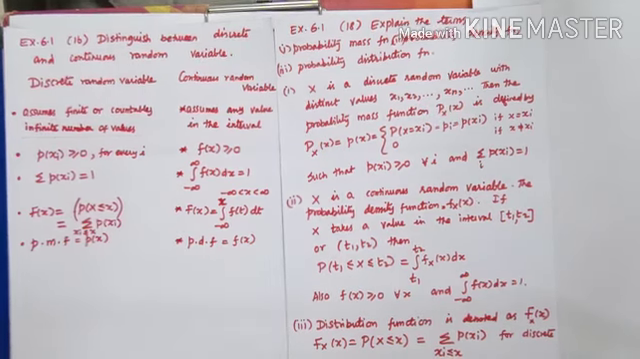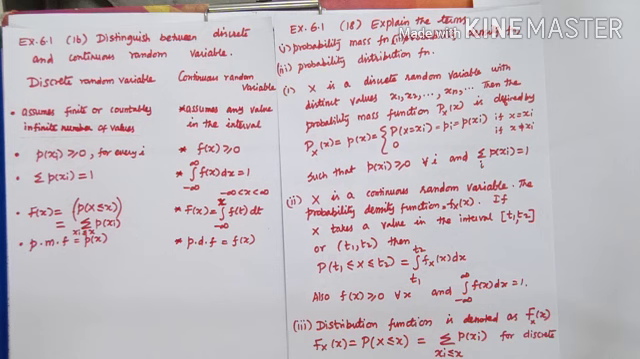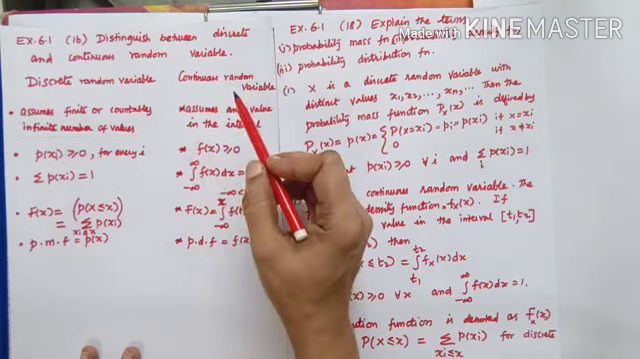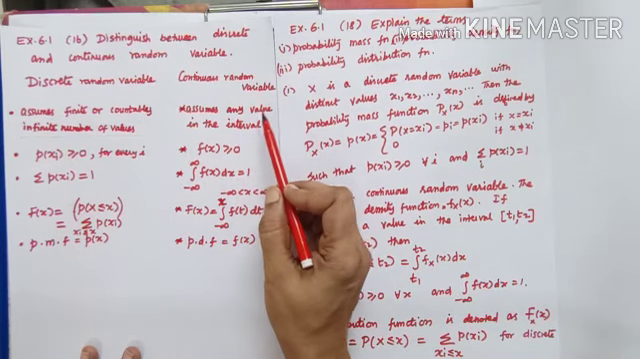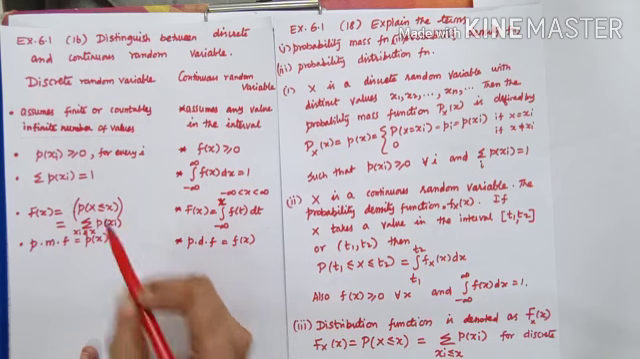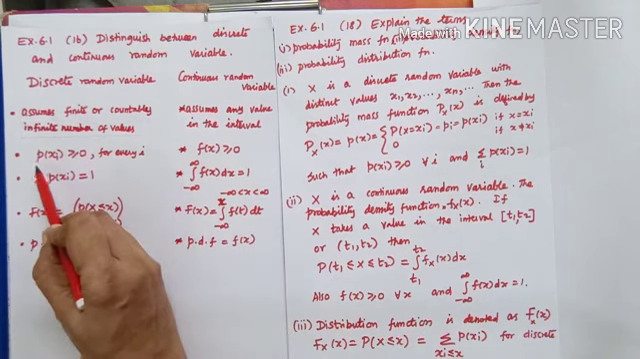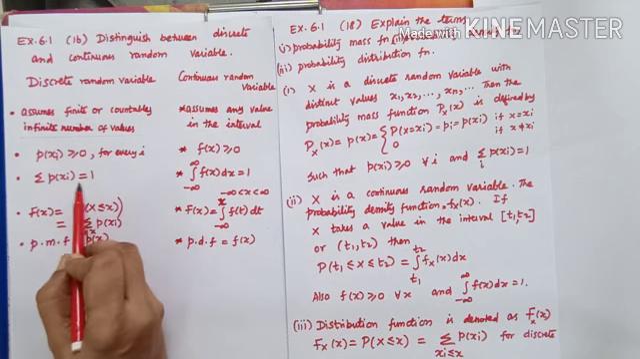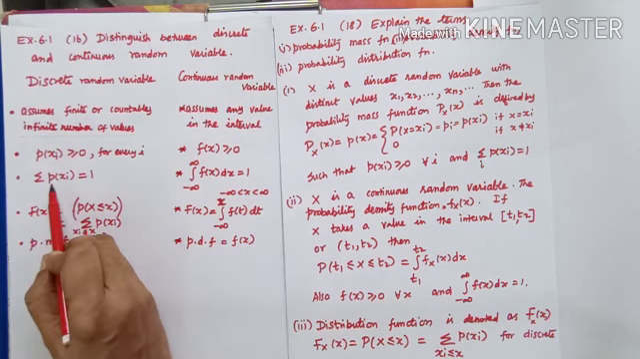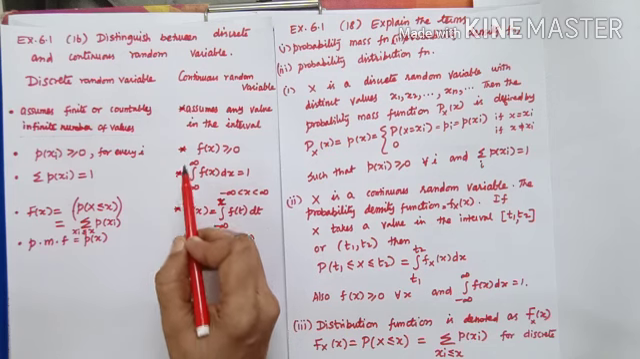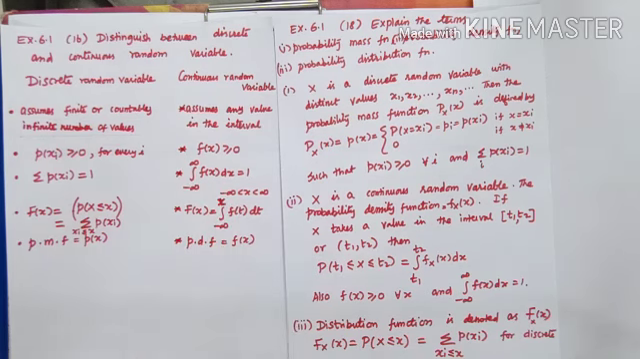Question number 16. Distinguish between discrete and continuous random variable. Discrete, we say finite or countably infinite number of values. Continuous, we say assumes any value in the interval. Here, p of xi is greater than or equal to 0 for every i. And here, instead of p, we use the notation f of x, which is greater than or equal to 0. Here we say total probability is 1, both the cases. Here I denote sigma p of xi is 1, whereas here I denote integral minus infinity to infinity f of x dx is equal to 1.